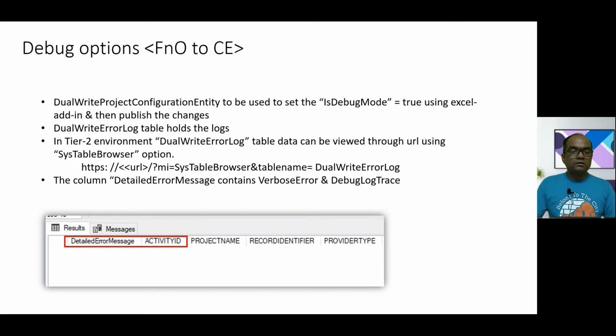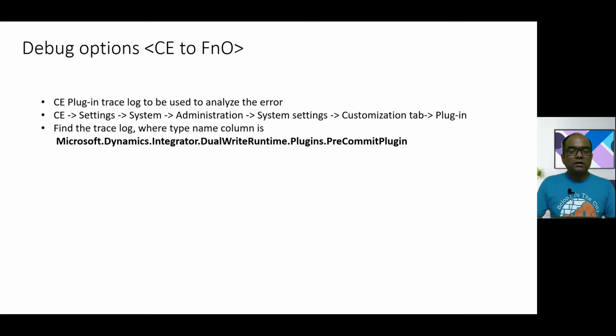Now let us look at the debugging options from customer engagement to FNO. Those who are coming from a background of customer engagement technical side might be aware there's a concept of plugin tool. You can install the plugin tool and try to analyze the detailed error, which is nothing but a verbose, and that verbose will tell you the reason behind that particular error message. However, one thing to be noted here is the plugin which is actually being used before the data gets committed, that's a pre-commit plugin. So you can try to find the column called name, and then you can use this plugin name called microsoft.dynamics.integrator.dualwrite-runtime.plugins-pre-commit-plugins, right? Then this plugin will tell you the detailed information about the error log, as we have seen in the previous slide from FNO to CE, and this is the reference for CE to FNO.